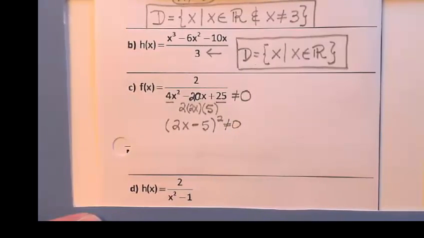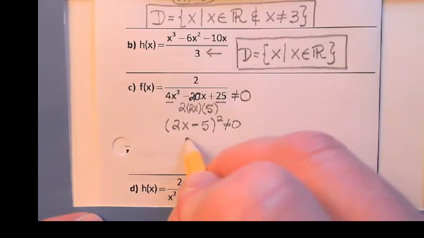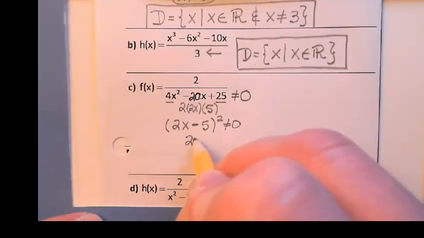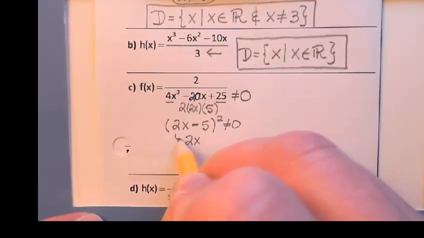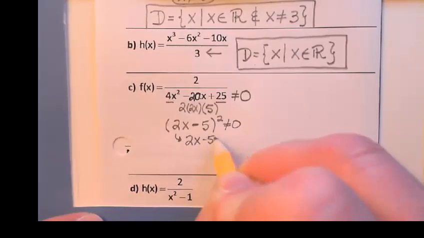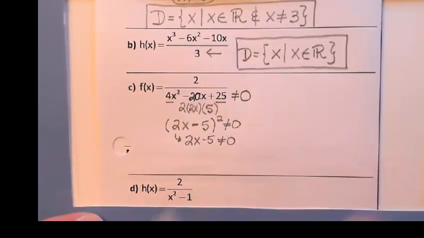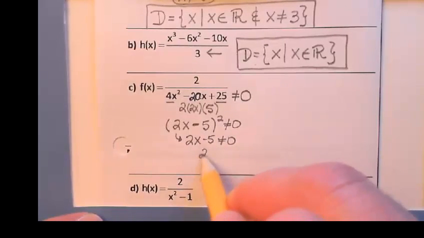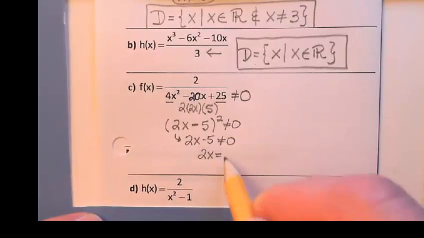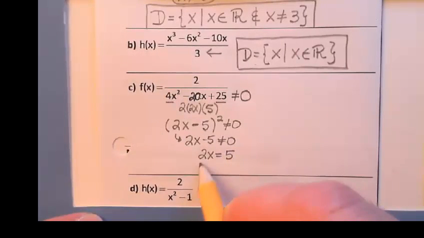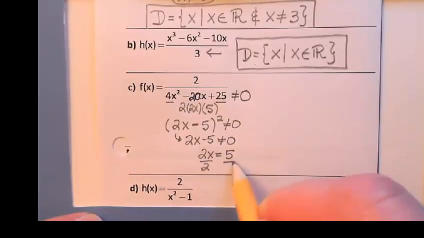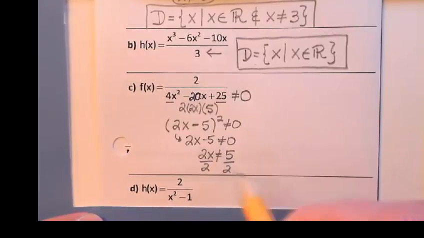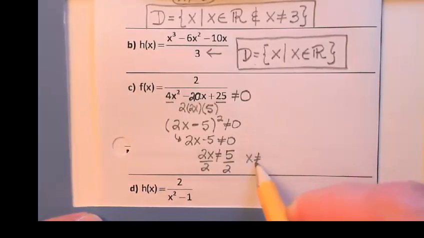Okay. Now we want to solve this for 0. So we're going to do 2x minus 5 must be different than 0. If you notice, we don't care about the square here. We're just going to solve for x. So this would be 2x equals positive 5. We divide it by 2. X must be different than 5 over 2.